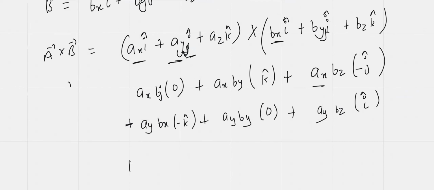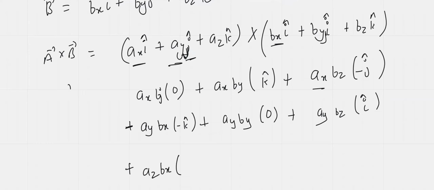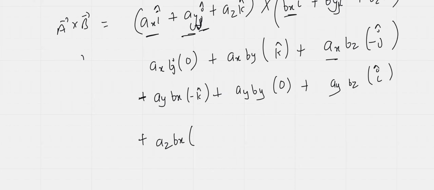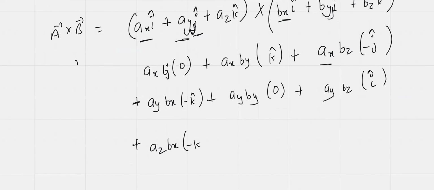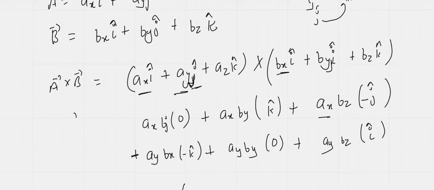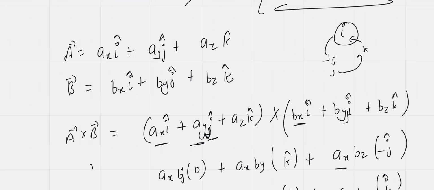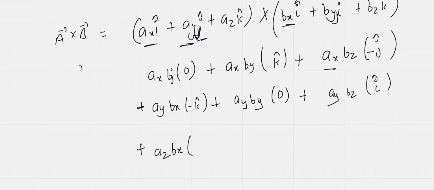Now, last A of Z, Bx. What you are doing? K cross I. What is that? K cross I. Again, you can see K cross I will result to minus. Clear? Wait a second. K cross I is supposed to result to what? J. It's a complete cycle. Okay? It's not a reverse.